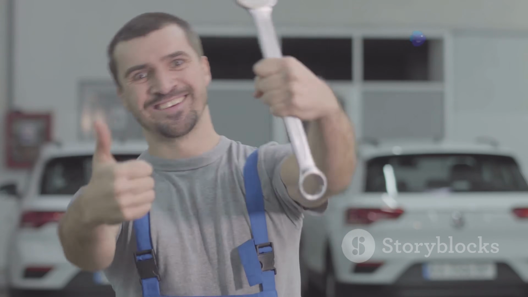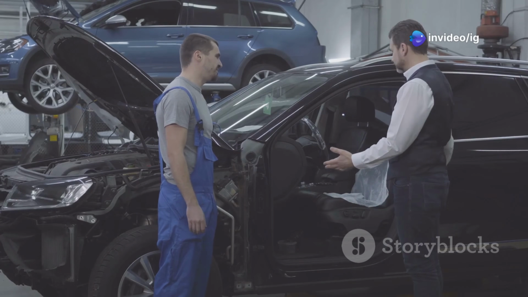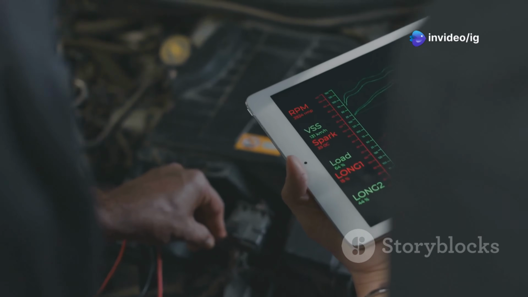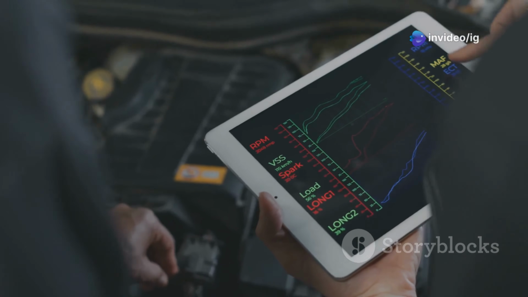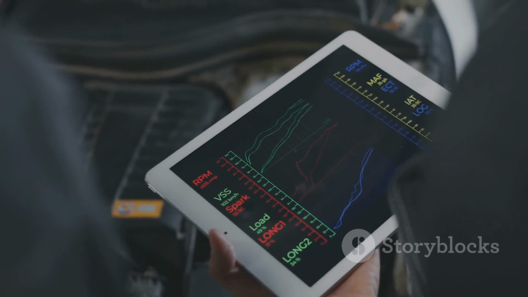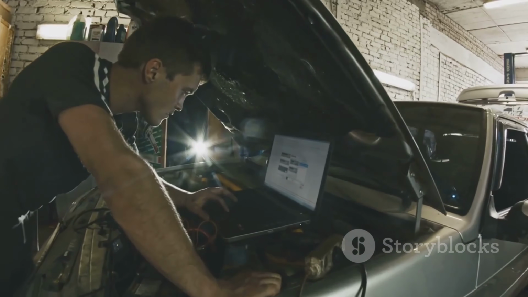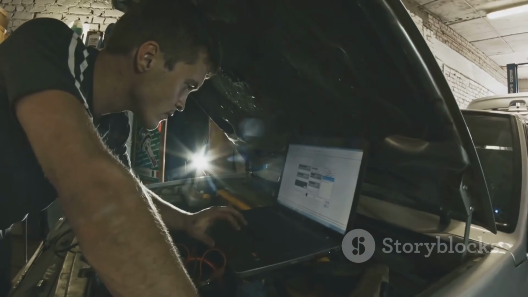Alright, let's dive in. What does P0532 mean? The P0532 code indicates that the AC refrigerant pressure sensor is reporting a pressure reading lower than expected. This could disrupt the air conditioning system and might even prevent it from operating.